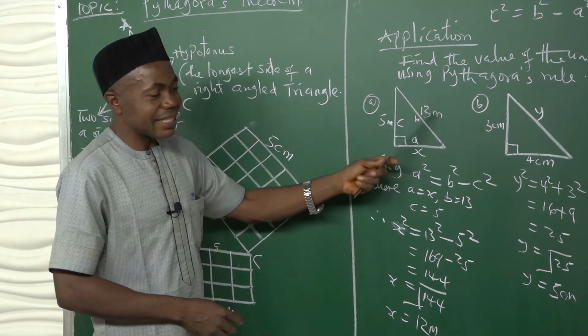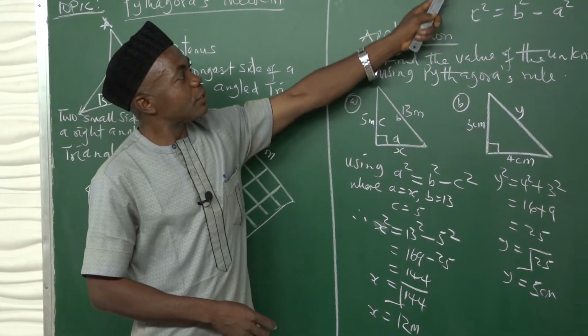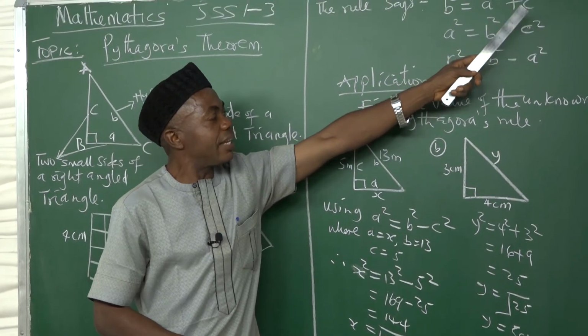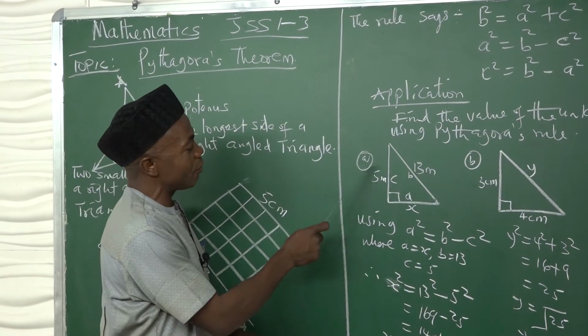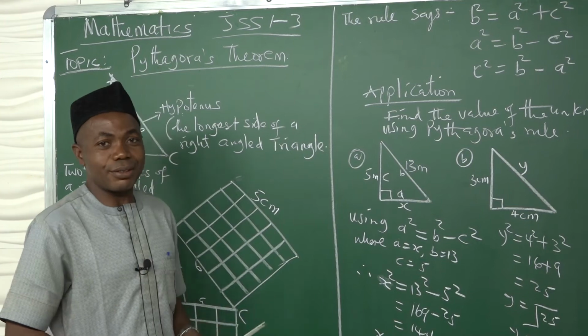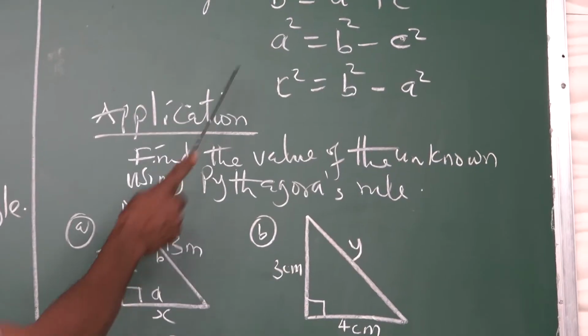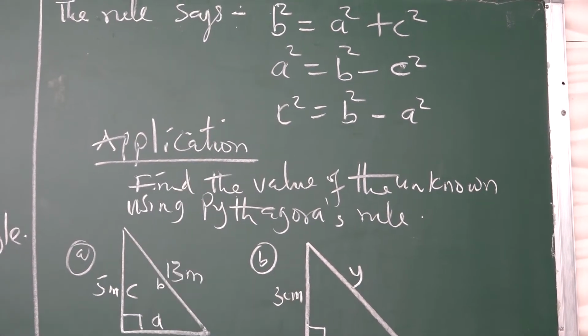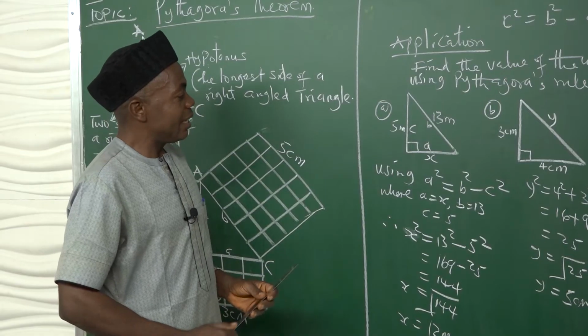If it is the big side, the formula is B squared equals A squared plus C squared. If it is either of the 2 small sides they ask you to find, then you use any of these 2, and they will give you the same answer. From that, we go further.